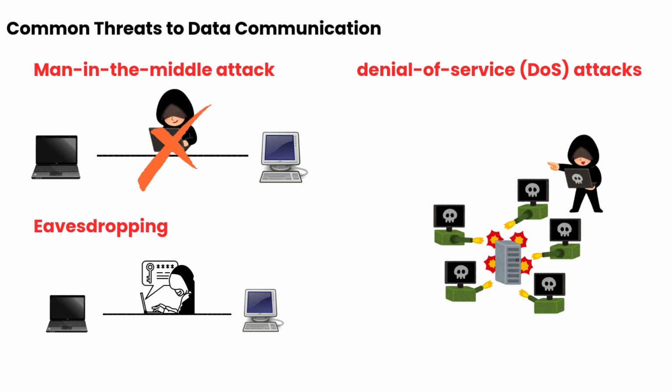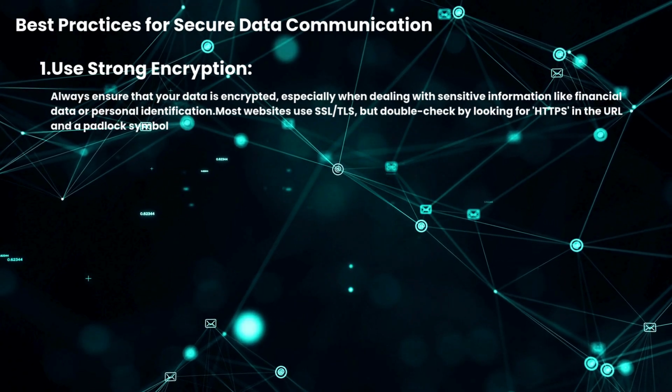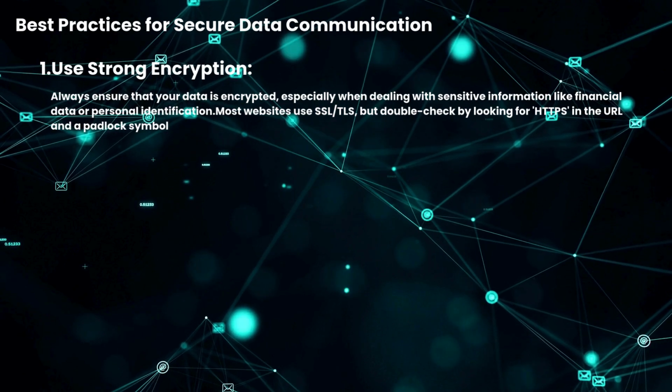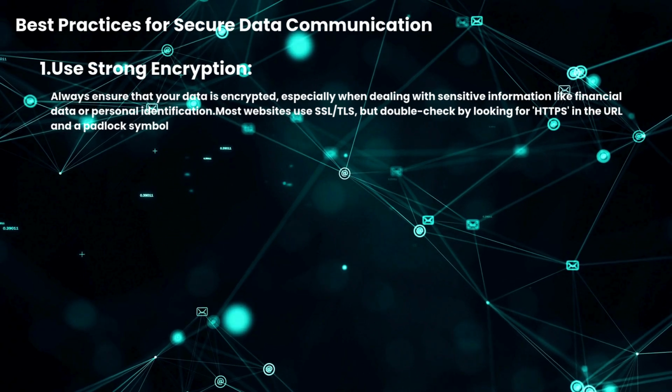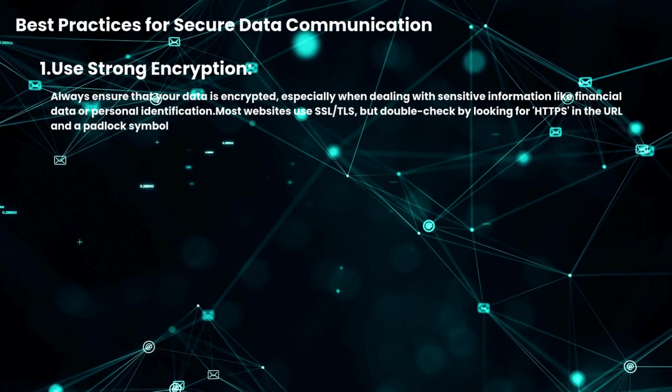So, what can you do to ensure your data communication is secure? Here are some best practices you should follow. Use strong encryption. Always ensure that your data is encrypted, especially when dealing with sensitive information like financial data or personal identification. Most websites use SSL/TLS, but double-check by looking for HTTPS in the URL and a padlock symbol.